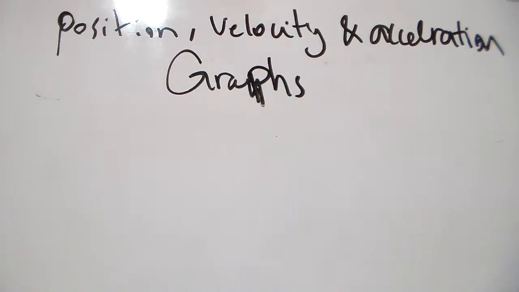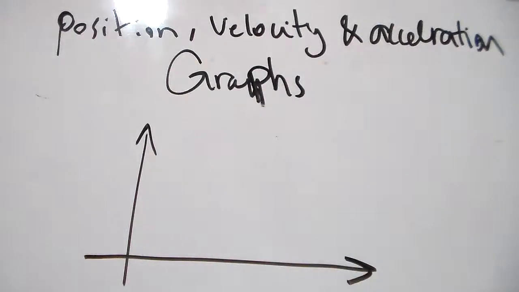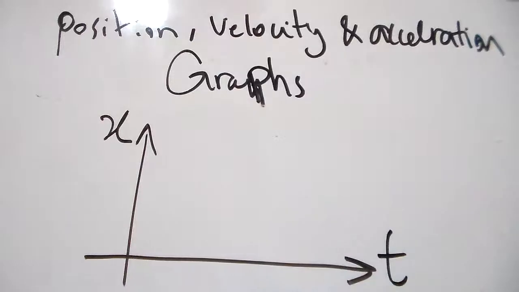So let's start from the simplest version of the graphs and then work our way up and see how they work. One of the graphs that we are usually asked about is the position versus time graph.